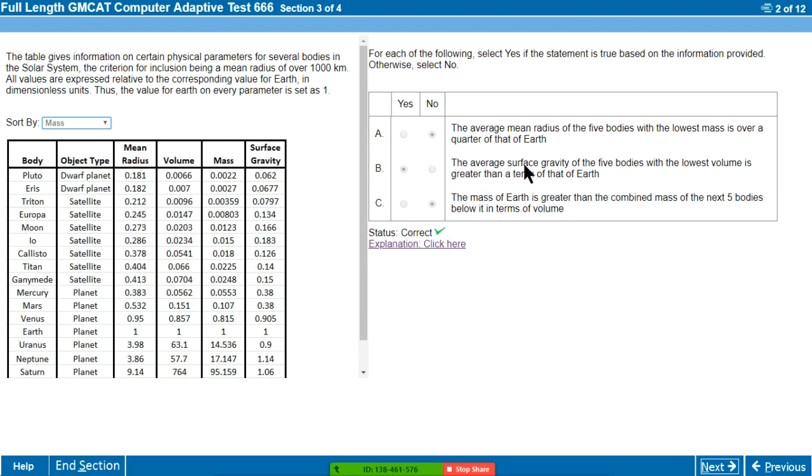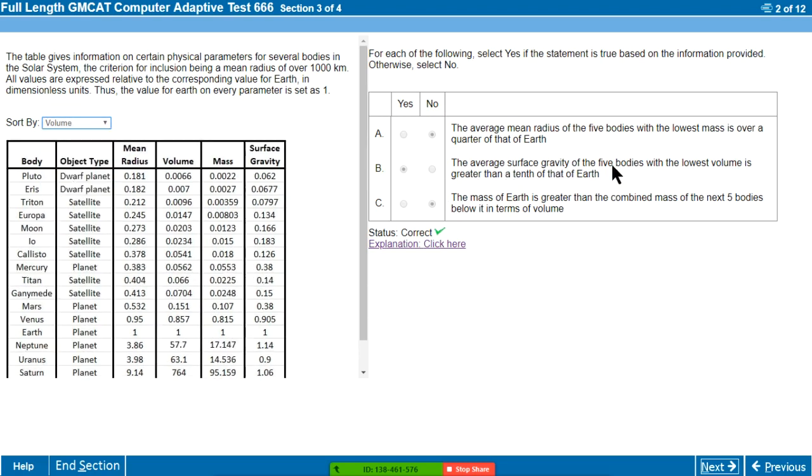Similarly, move on to the second one, the average surface gravity of the five bodies with the lowest volume. A similar sounding statement as the first one. Over here I had to first arrange as per mass and then look for radius. I here need to first arrange as per volume and now look for surface gravity. So let's arrange as per the volume now. And now I need to see for the lowest volume, we need to compare for the five bodies with the lowest volume. So these are the five bodies over here, and now we need to check for the surface gravity, which is over here.